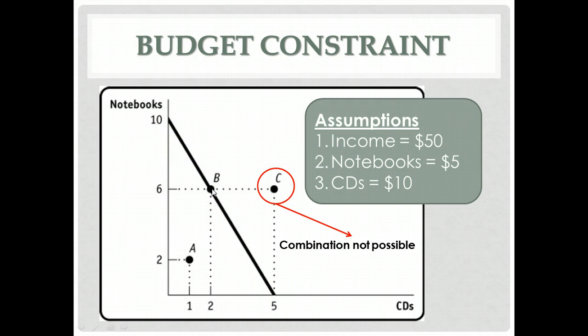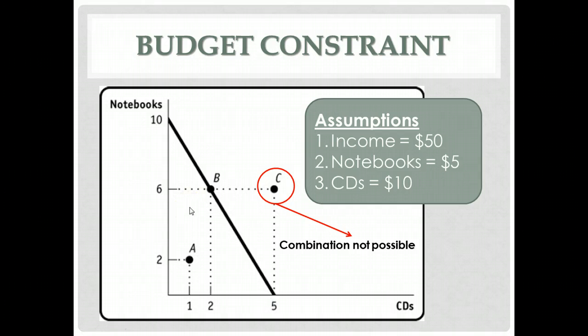So for example, I could choose 6 notebooks and 2 CDs, and that would fully spend my $50. I could do point A with 2 notebooks and 1 CD, but then I've got extra money left over, and that doesn't seem particularly efficient. I could not do point C. That's a combination that's beyond my current income. If I make more money, I could do that. But as it stands, if I were to purchase 6 notebooks and 5 CDs, that would be far more than the $50 income that I have.